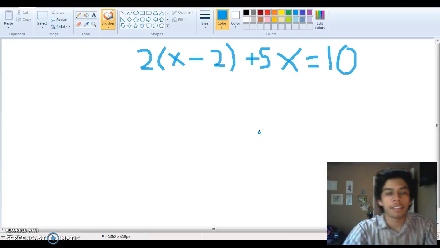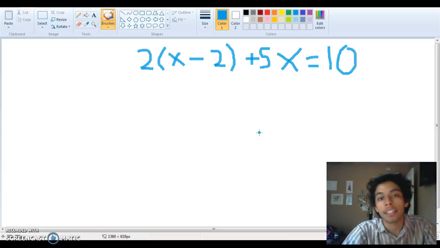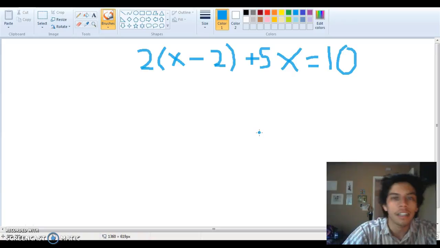Hello class. Today we're going to look at solving multi-step equations. So in the past we looked at solving single-step and two-step equations.